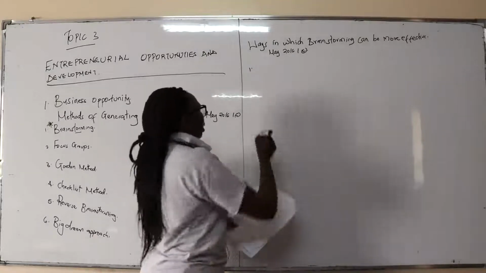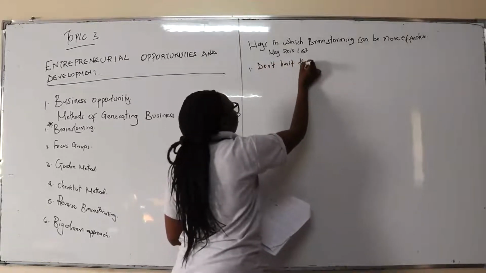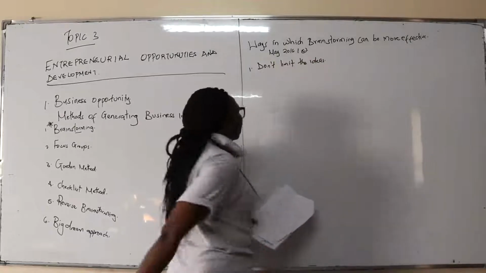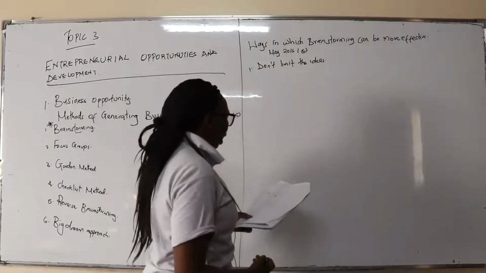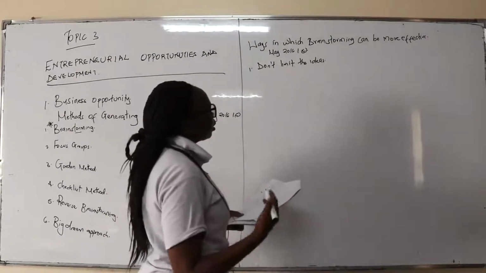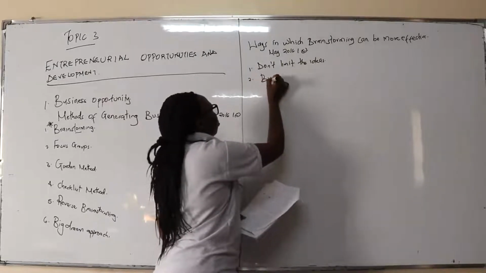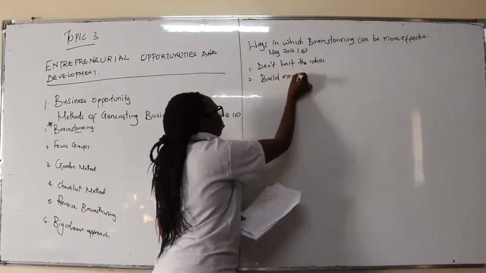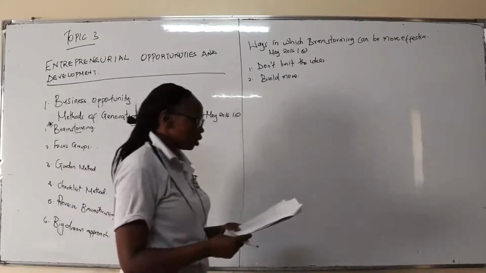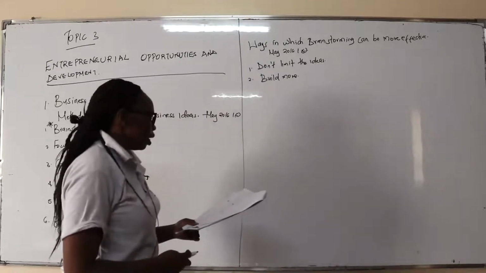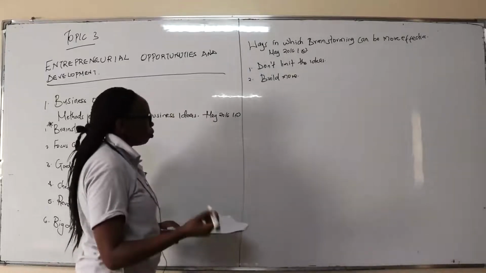The first way is that you don't limit ideas. This is whereby you allow everyone to think freely and come up with as many ideas as they can. The second one is that you build more. This is by encouraging an environment which is free from judgment, and it allows everyone to speak their mind and let ideas flow in an uninhibited manner.